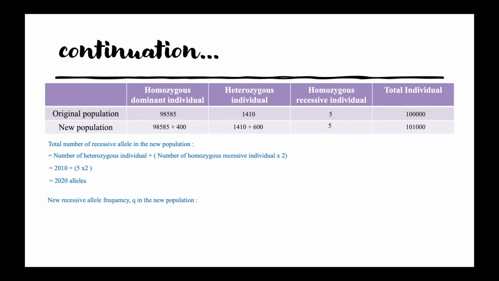From here, you can find the new recessive allele frequency Q for the new population. You can do this simply by dividing the total number of recessive alleles in the new population by the total number of alleles in the new population. In this case, 2020 divided by 202,000, giving you the value of 0.01.